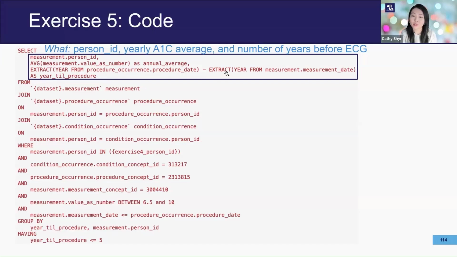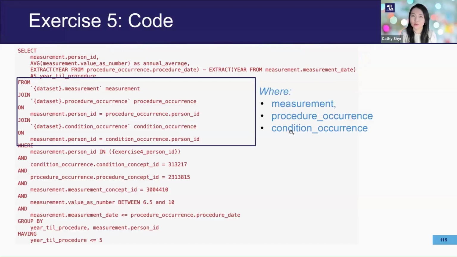And then I am subtracting from it the measurement date, right? Because I want to just look at the measurements leading up to their procedure, their ECG. And so then I'm storing this difference as year until their procedure. Okay, so that was the what.